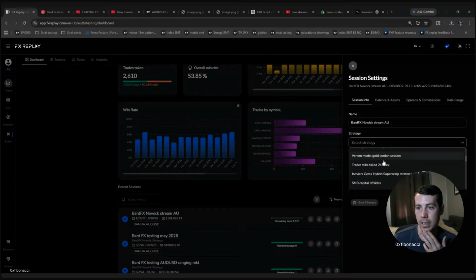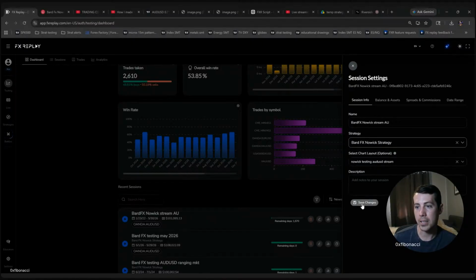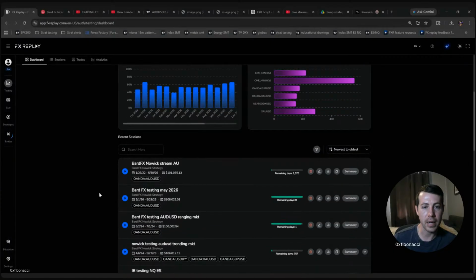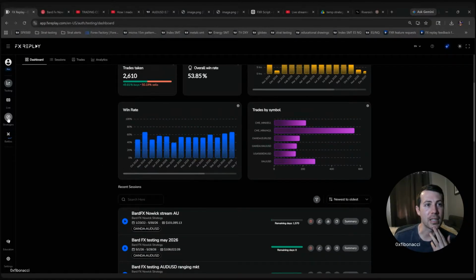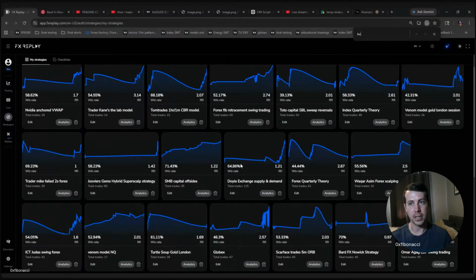So I like to use the FX Replay strategies and tie my sessions to the same strategy. So I've tested a trending market, a ranging market, and recent price action, as well as this random period in 2022 that someone gave me. So we'll see the analytics for all of these. So Bard, it's right here.